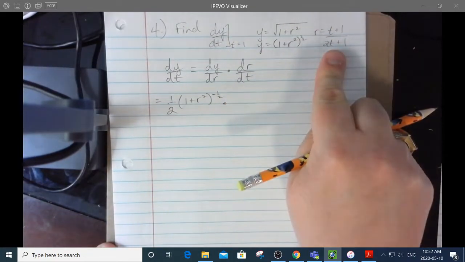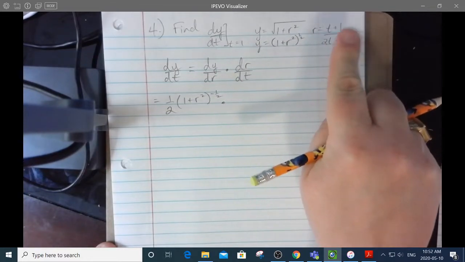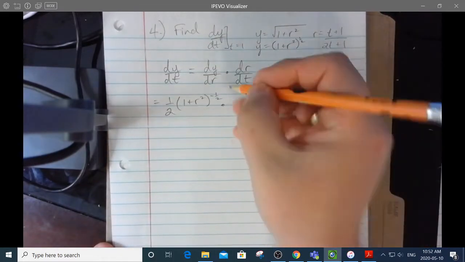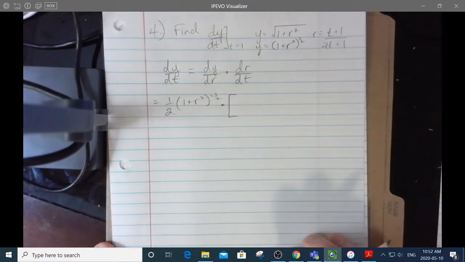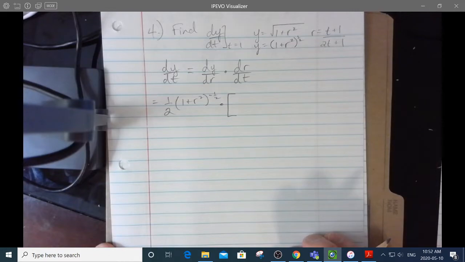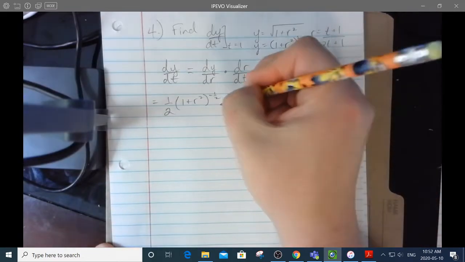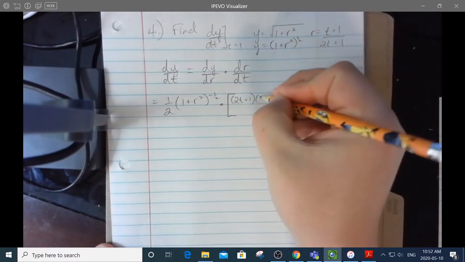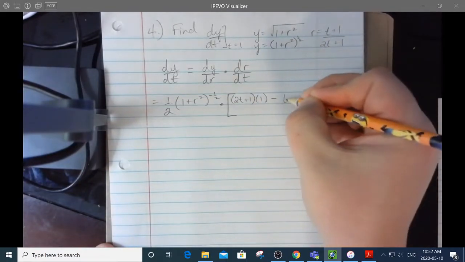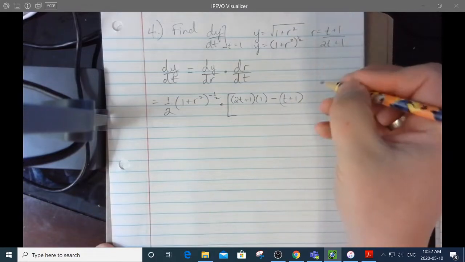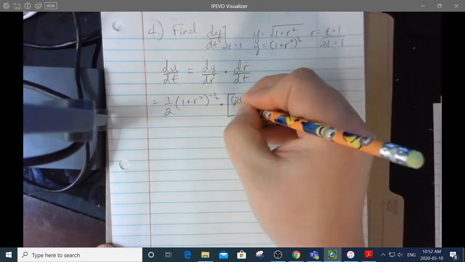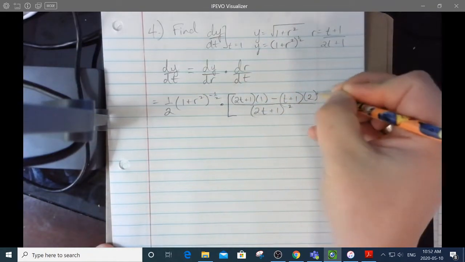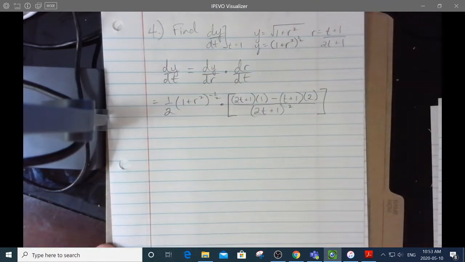Now I need the derivative of r with respect to t. Well, that's a quotient, so I'm going to have to use the quotient rule on that. So this is going to get kind of big. The quotient rule is the denominator times the derivative of the numerator, which is just 1, minus the numerator times the derivative of the denominator, which is just 2, all over the denominator squared. And there we have it.